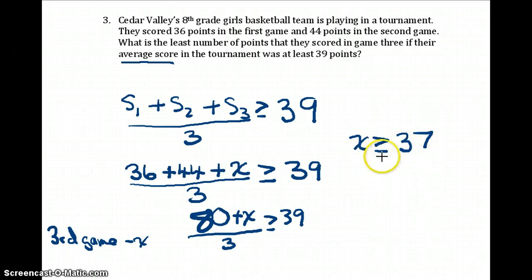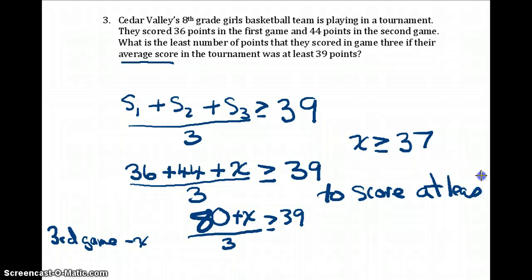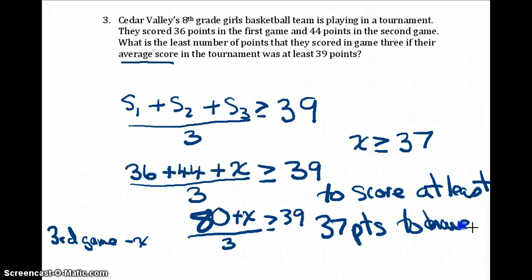So, when X is greater than 37, then this is a true statement. When X is greater than 37, then I will score at least an average of 39 points in the 3 games. So if I'm going to write that in a sentence, I would say they would need to score at least 37 points to have an average of 39 points.